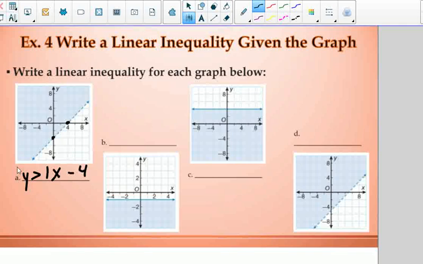Letter B. The line is crossing the y-axis at a -1. I don't have an x, so I'm just going to have y, and it crosses at a -1. You notice that it's got a solid line across, so I know it has an equal to part, and it's shaded below -1. So I know that y has to be less than or equal to -1. You may do the next two problems yourself for extra practice.